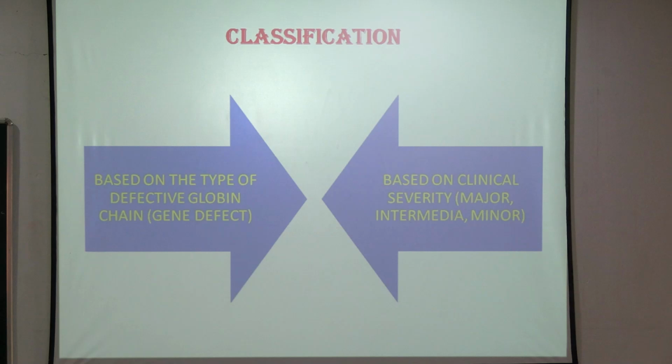Remember that one is based on the defective globin chain, whether the alpha chain is involved or the beta chain is involved. Alpha chain involved, we call it alpha-thalassemia. Beta chain involved, we call it beta-thalassemia. So that is the genetic part, and the other is based on the clinical severity, whether it's major, intermediate or minor.